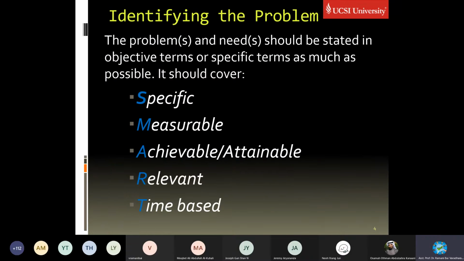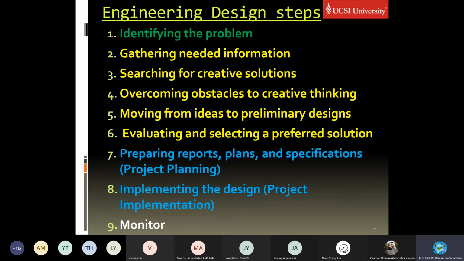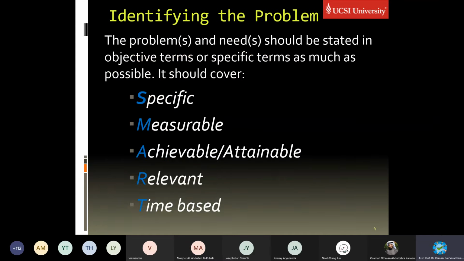Right? Identifying the problem. In identifying the problem, now we are going into detail about each and every topic. That is what the whole subject or scope of this engineering design is. Let's see one by one the things to know, the do's and don'ts, and monitoring, or follow up.